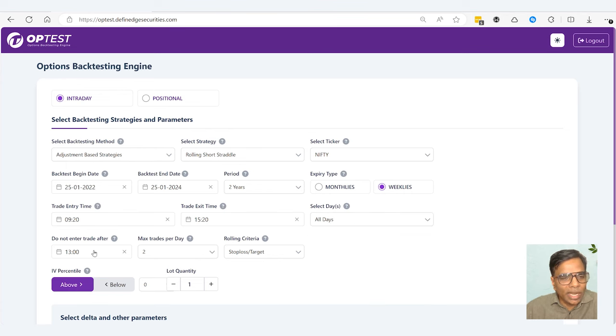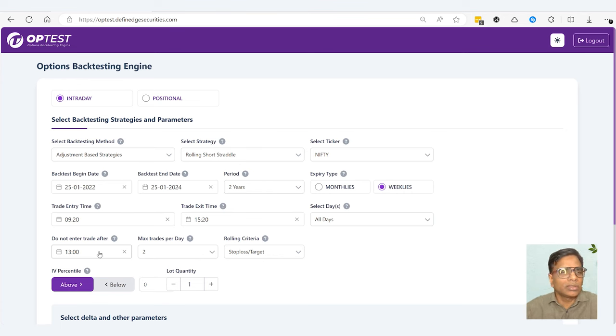Now do not enter a trade after 1 o'clock. Let's say we have a rolling straddle, okay? Don't enter a new trade, or even if there is a possibility of rollover, don't do that after 1 o'clock.